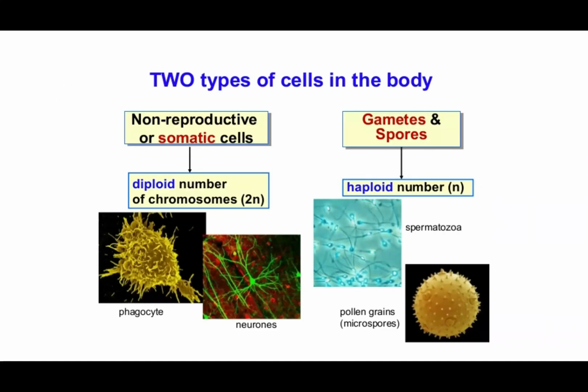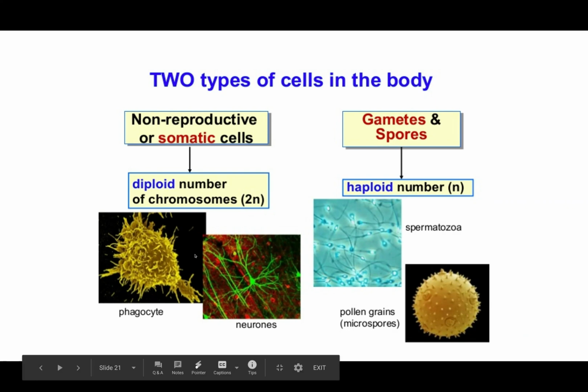But just as a reminder, you have 2 types of cell in your body, right? You have your non-reproductive or somatic cells, which have a diploid number of chromosomes. So they have 2n. In the case of humans, n is 23, the number of chromosomes. When you are diploid, you are 2n, meaning you have 2 times the number of chromosomes, or 46. That's all your somatic cells. That includes your immune system, your neurons, your skin, your liver, your bladder, and so on and so forth.